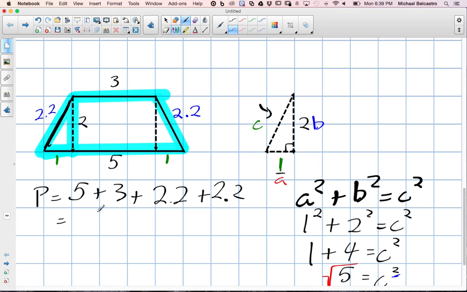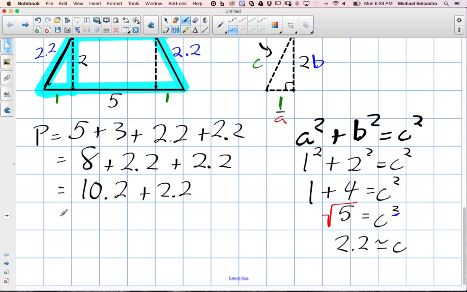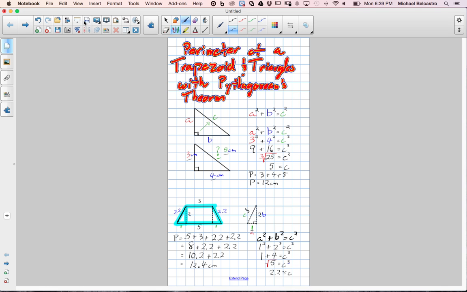5 plus 3? 8. Okay. Here's a tough question. Can you do 8 plus 2.2? Do you know what that would be? 10.2. Good. Plus another 2.2. Another tough one because there's decimals in our head. Just think, what would the decimals add up to? What's 2 plus 2? 4. Okay, so that value is 4. What's 10 plus 2? 12. 12.4 centimeters is the perimeter. It's a really long one we did there. We did two pieces of information.